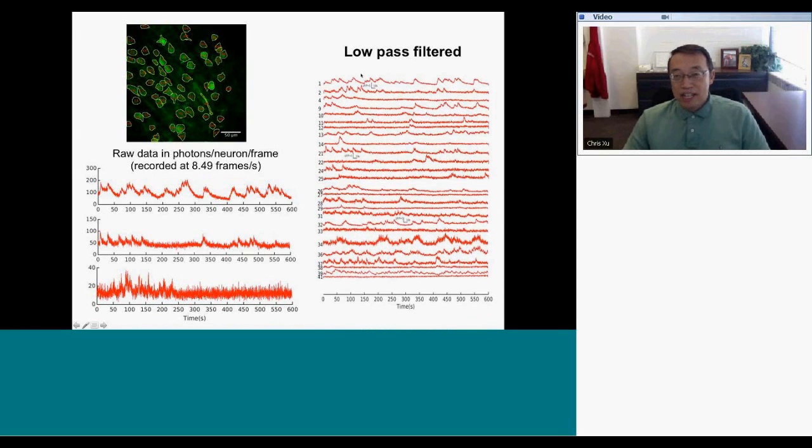Of course, most of you present it like this. You do low-pass filtering, about 0.5 seconds of low-pass filtering. You can see neuronal activity of maybe 40, 50 neurons in this field of view over here. This is again for layer 6 imaging.